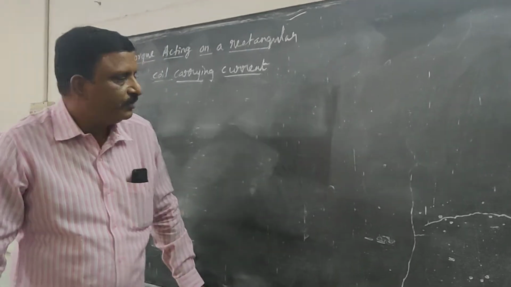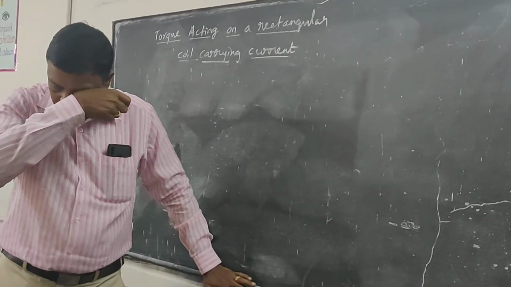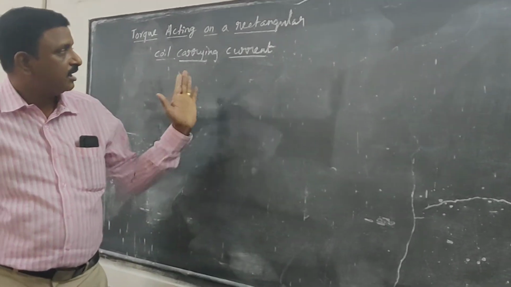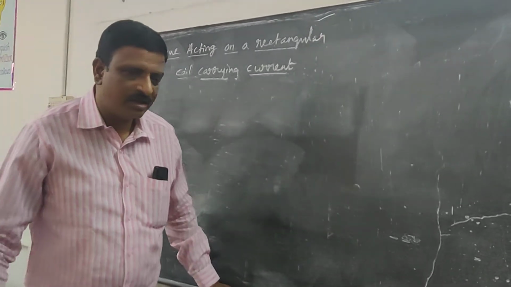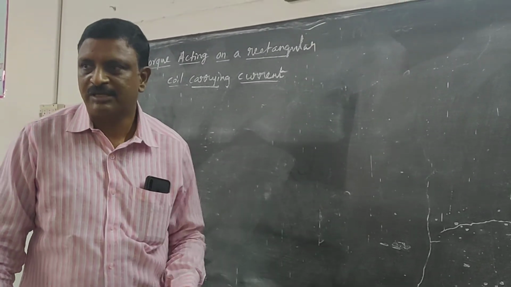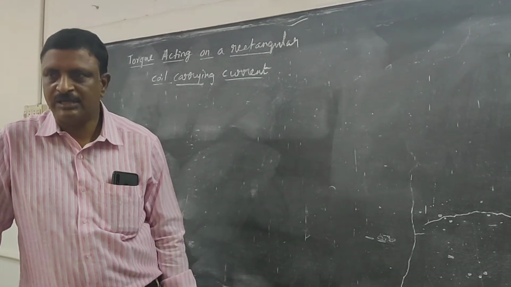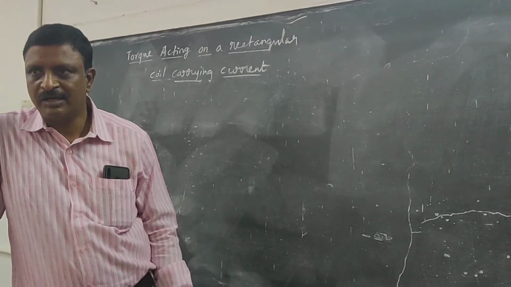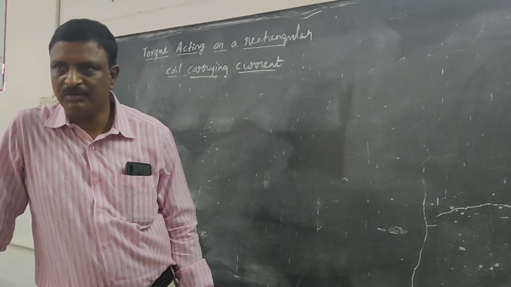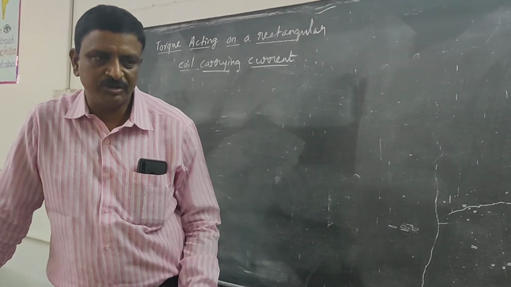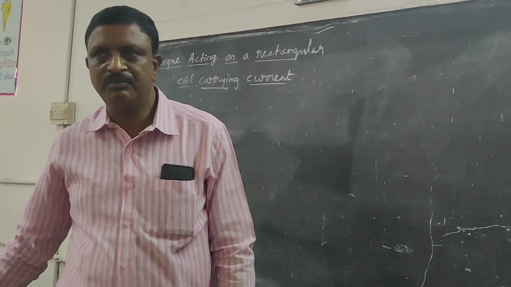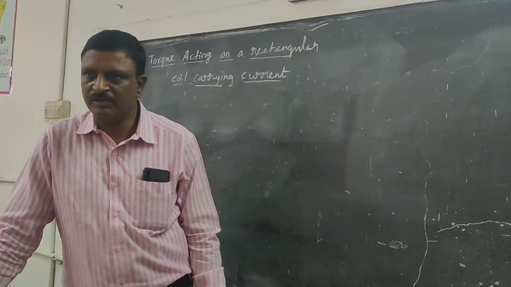Continuation of the class. Torque acting on a rectangular coil carrying current. In the previous class, we saw the force acting on a current carrying conductor placed in a magnetic field. That magnitude was given by F is equal to BIL sin theta.